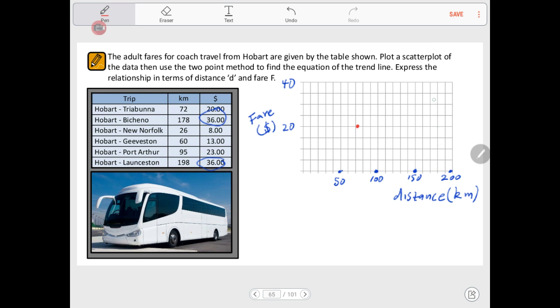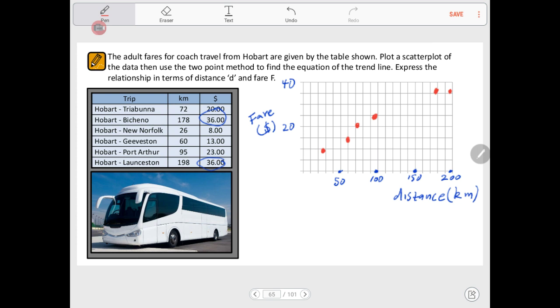So you might be able to race off ahead of me now and plot the rest of these and just see that I get the same sort of spots as you. So about there. And the last one, 198 kilometres, so right up about there. Okay, very good. So here we've got some data points.